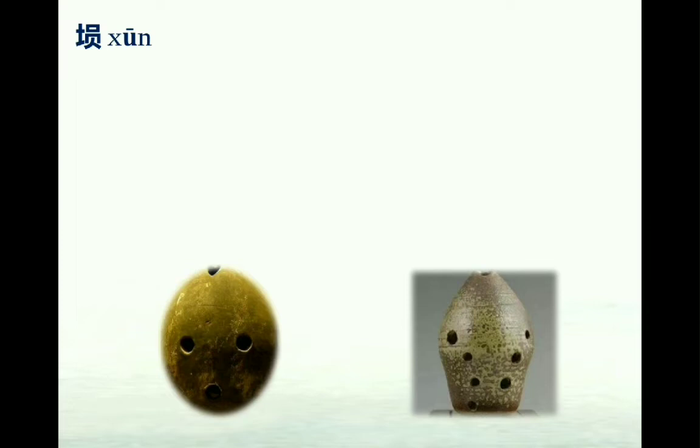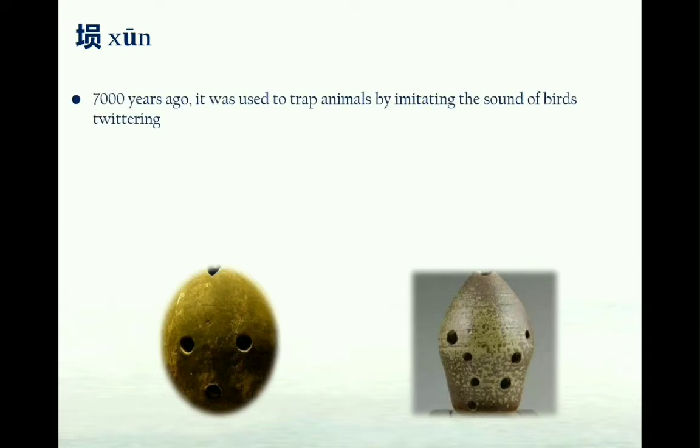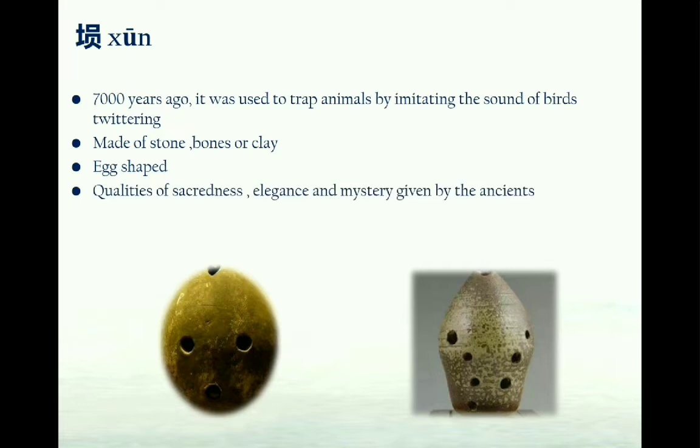Now let's see one of the oldest musical instruments, xun. 7,000 years ago, it was used to trap animals by imitating the sound of birds tweeting. It's made of stone, bones, or clay, egg-shaped, with qualities of sacredness, elegance, and mystery given by ancients. It's used in palace and to offer sacrifice to gods or ancestors.